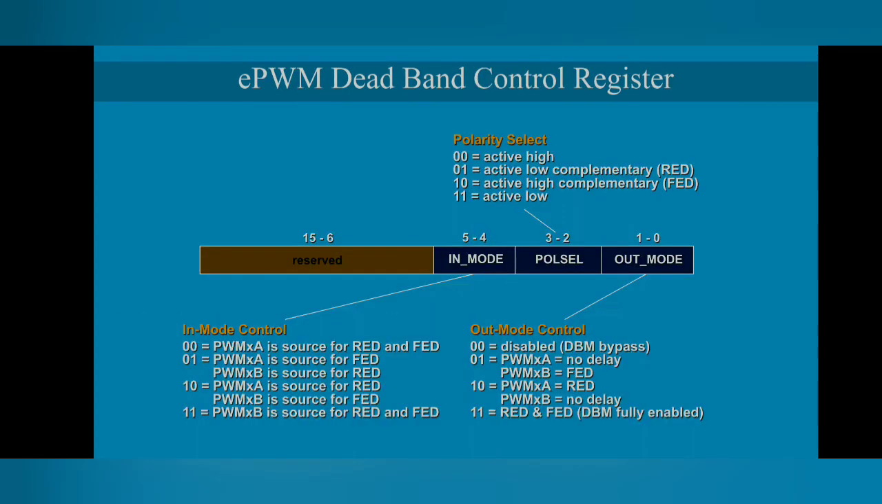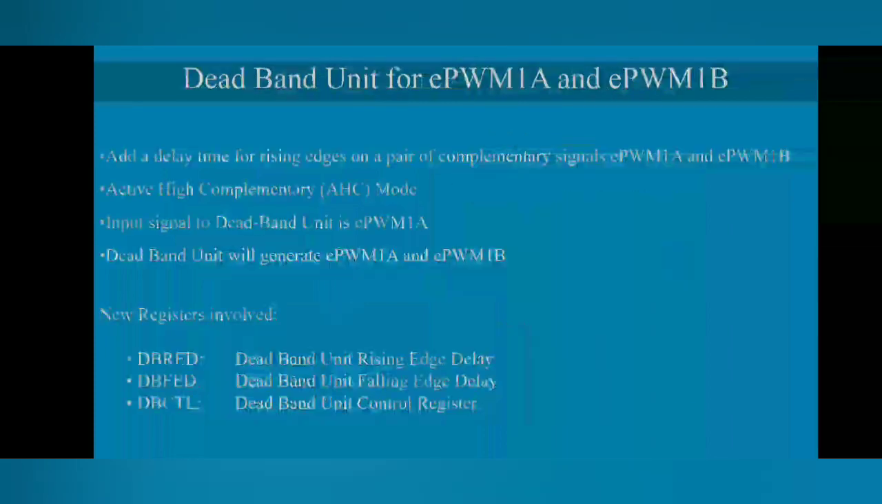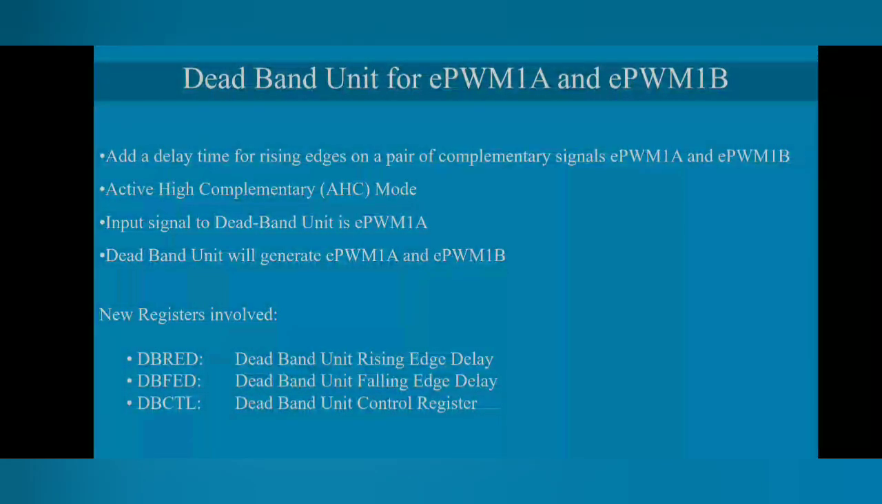So now we will come to this. What we'll do is set the delay time for the rising edge on the pair of complementary signals, and we are doing the active high complementary. The input signal to the deadband unit is ePWM1A, and the deadband will generate the ePWM1A and ePWM1B. So what kind of registers do we need? We need the deadband rising edge delay, deadband falling edge delay, and deadband control registers. Okay.